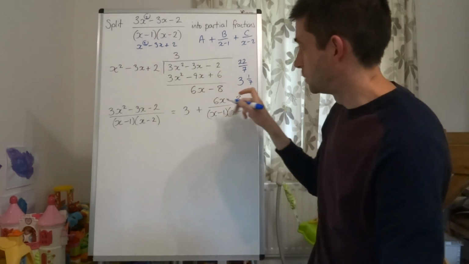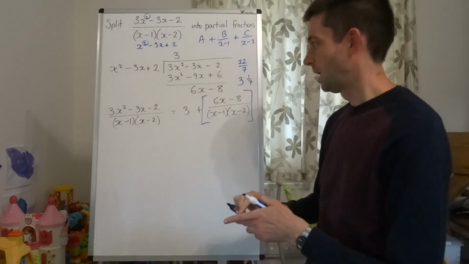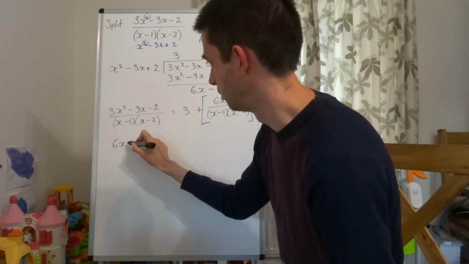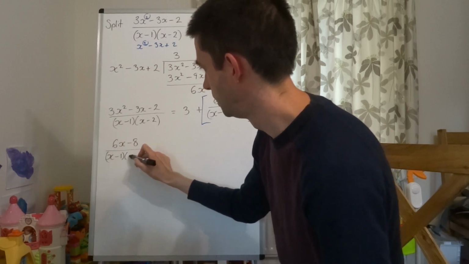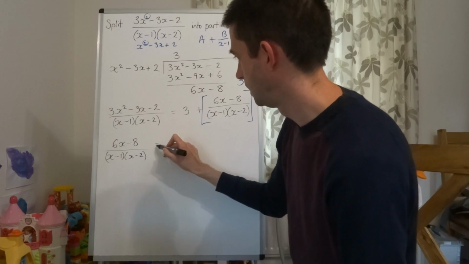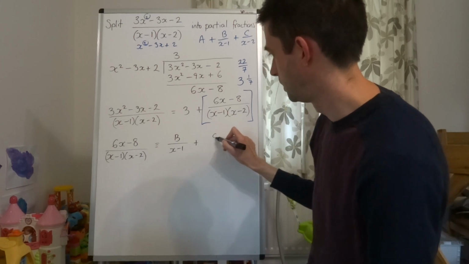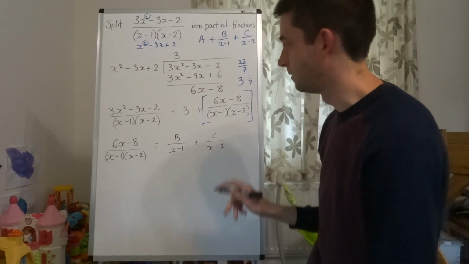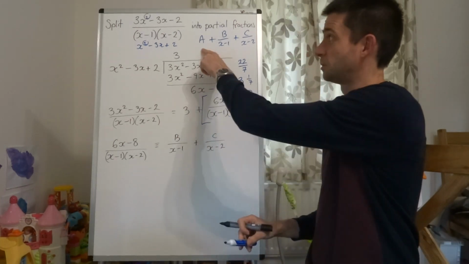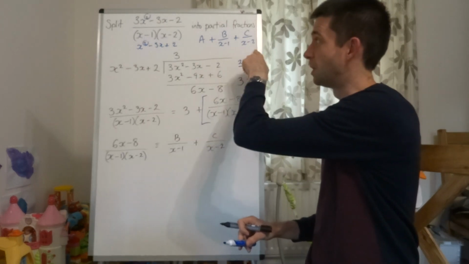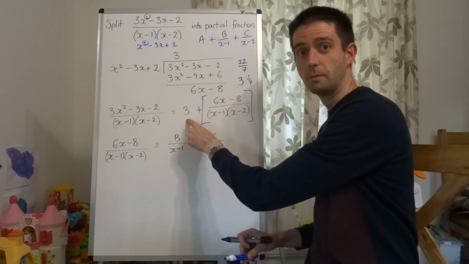And now what we're going to do is we're going to split this bit into partial fractions. So pretty skilled at this by now, so I'll do it at a reasonable pace. So 6x minus 8 over (x minus 1)(x minus 2) is going to be the same as B over x minus 1 plus C over x minus 2. And you'll notice that I'm using B and C, not A and B. That's because this is the form that I'm looking to express my answer in. And as you can probably see, the value of A that I've already found is 3. That was the whole number part.